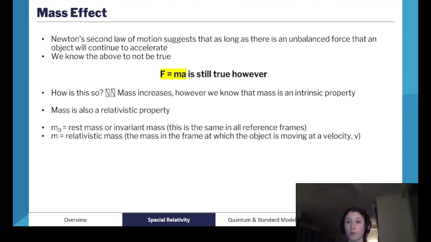So, what we can tell from this is that mass is also a relativistic property, which means that mass can be different when observed in different frames of reference. It can be different relative to different observers. So, we therefore have two values: m0, which is the rest mass, or the invariant mass, and this is the same in all reference frames, and m, which is the relativistic mass, and this is the mass in the frame in which the object is moving at velocity v.